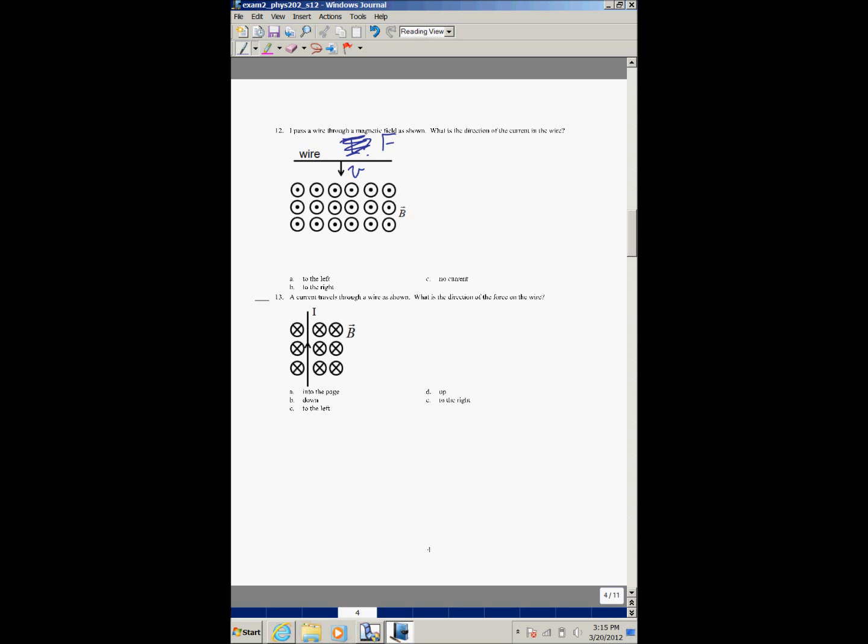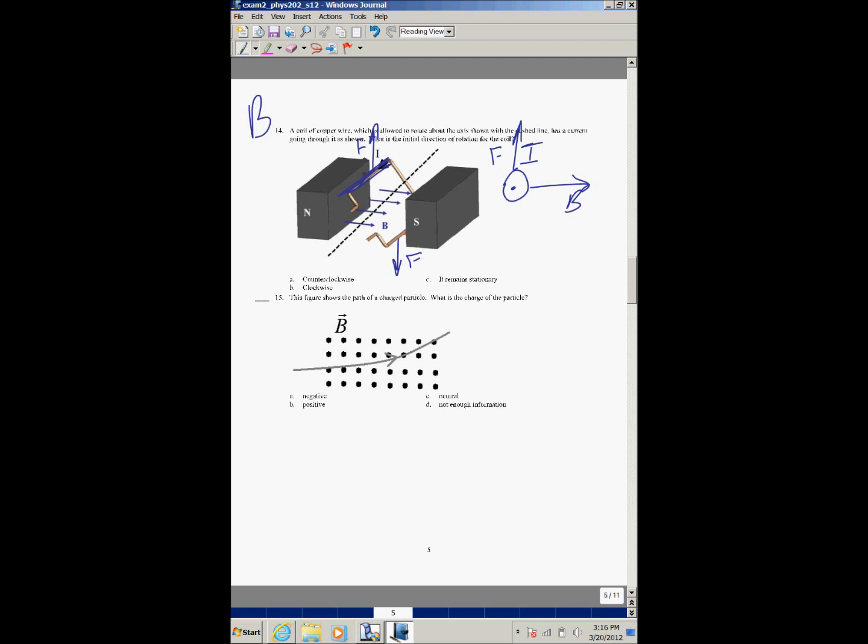So V is into the page, is down, B is out of the page. That gives me a force that's to the left. Let fingers go in the direction of V. They fold towards B, and your thumb points to the left. That means that the current is going to go to the left. That is A.